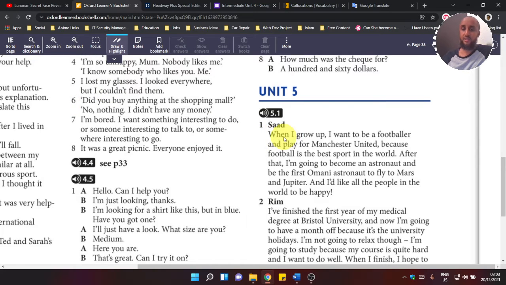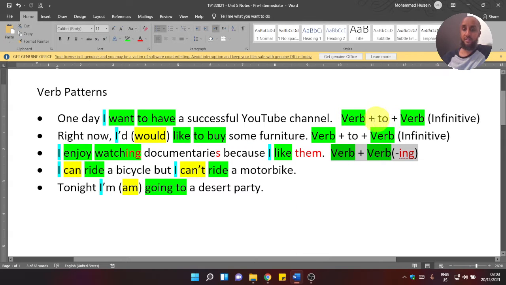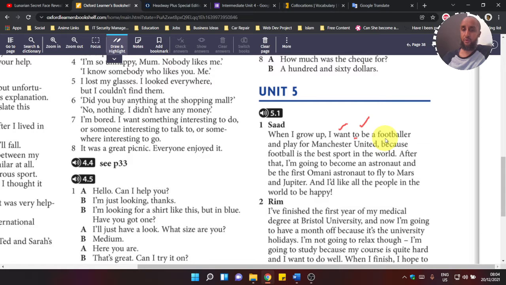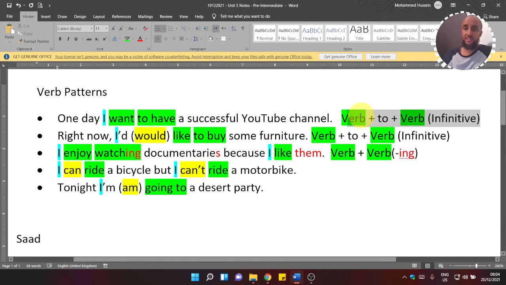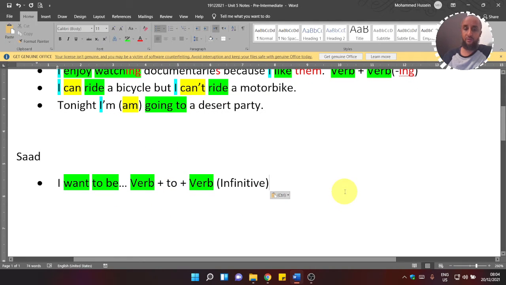So here, now Saad says, "When I grow up, I want to be," right? Have a look. Here, want is the first verb, okay? And then we have to, and then we have be, the basic verb, okay? So this example follows this pattern, verb plus to plus verb, infinitive, okay? So this is the first one. I want to be a footballer, okay? So let me just write down what we found from his story. The first one we found was, let's write it down, I want to be. So here we have the main verb, first verb, and then here we have the to be verb. So this one follows this pattern. Just right next to it here. There you go. Let's continue.